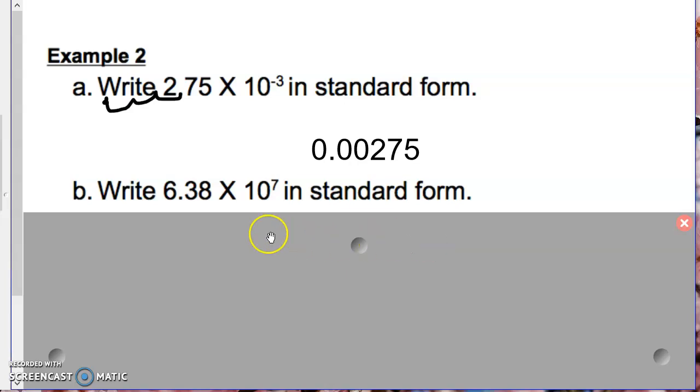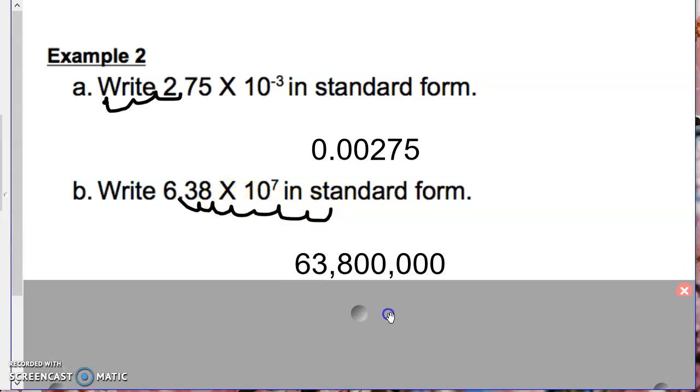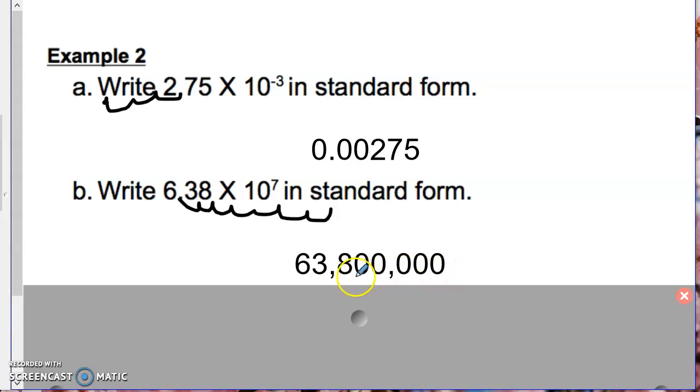Looking at the second example here, 6.38 times 10 to the 7th. Well, the 7 there means I'm going to be moving my decimal to the right, and I'm going to be moving it 7 places. So there's 1, 2, 3, 4, 5, 6, 7. So that means I'm going to be filling in 1, 2, 3, 4, 5 zeros. So you can see my 5 zeros there.